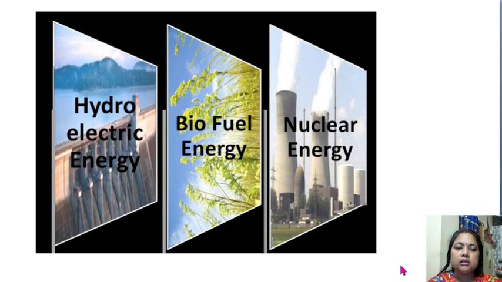Then these are the alternative energy sources: hydroelectric energy, biofuel, then nuclear energy. Okay, so we can massively go for harnessing these energies, so that we can reduce the global carbon footprint. Okay, and so also it can lead to a healthy ecosystem, a healthy environment, for us and for our future generation. Okay, so I think you all are able to understand this chapter.